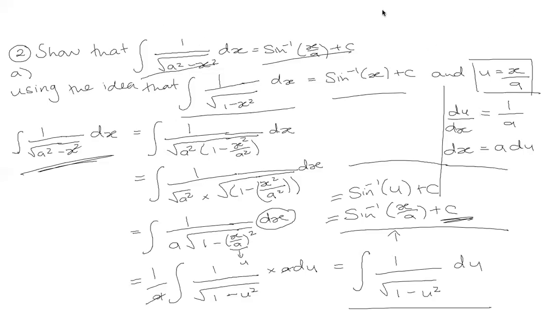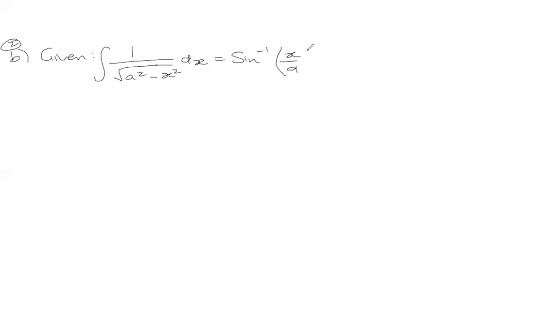I'll clear the screen and we'll move on to the next question. Part B, question 2B, is still using a similar idea to what we did in part A. In the question, we're given the following. That was sort of what we were given in part A, but you can still use this idea for part B of the question as well, right? And we are trying to find this.